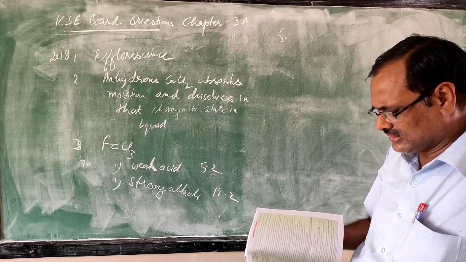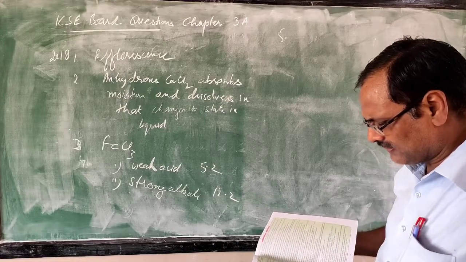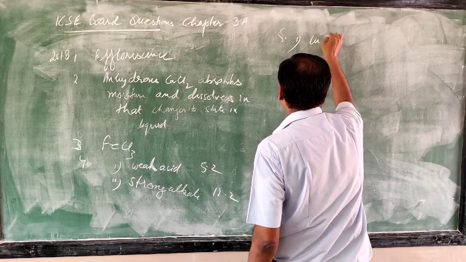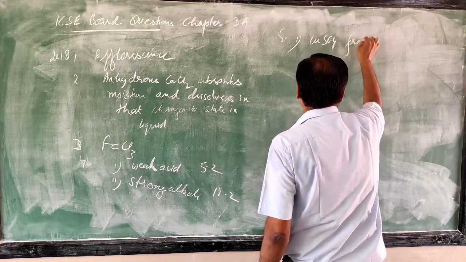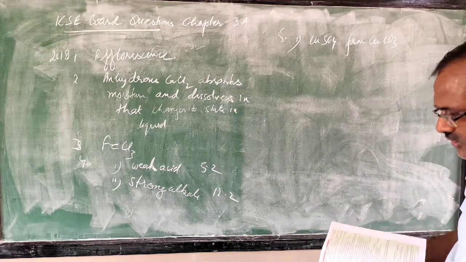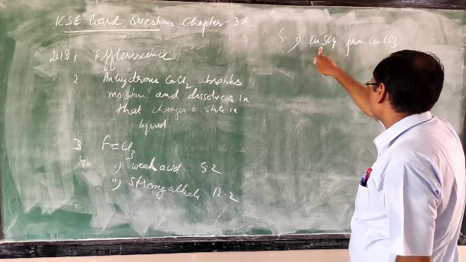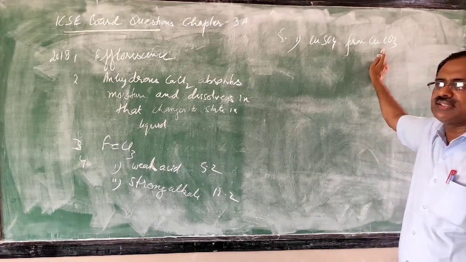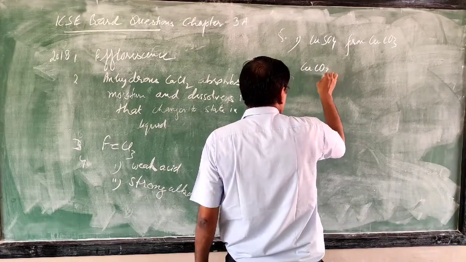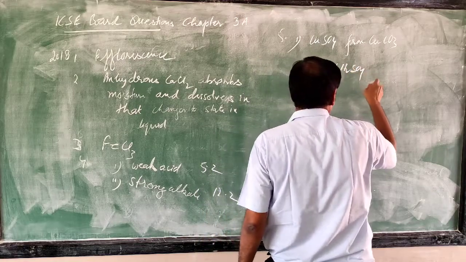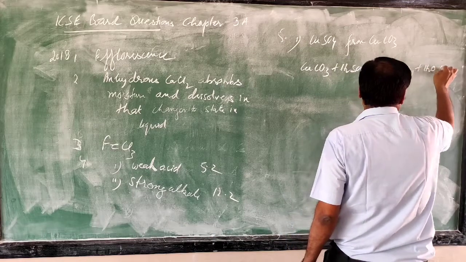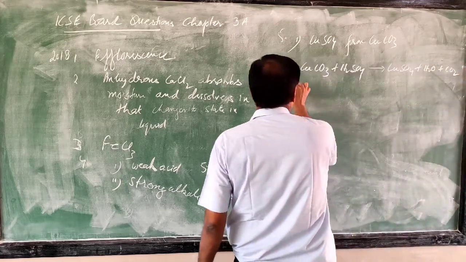Write a balanced equation for the preparation of each of the following salts. Copper sulfate from copper carbonate. So this is soluble and that is insoluble. Only one salt is insoluble, so one step is required. This copper carbonate reacts with dilute sulfuric acid. This will form copper sulfate, water and carbon dioxide.